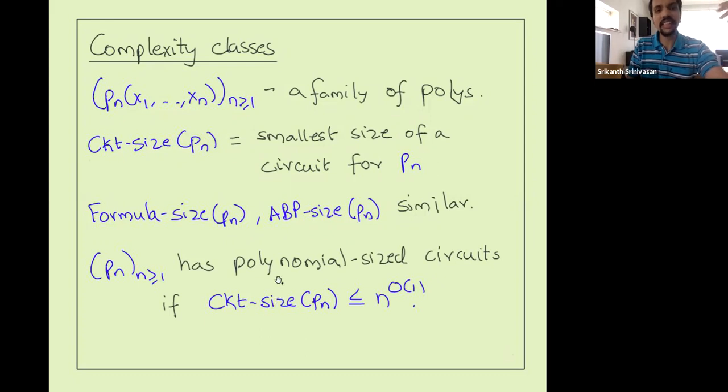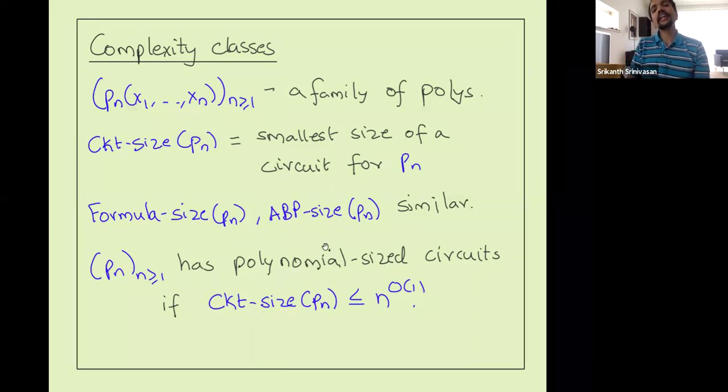Okay, and similarly, I can say that the formula size of Pn is upper bounded by a polynomial in n, so it has polynomial size formulas, or it has polynomial sized ABPs, and so on. Okay. And so you can see that the notation here is a little bit messy. I have my computational problem defined by polynomials, and then I'm talking about polynomial size. So sometimes I might just say efficient circuits. And when I say efficient circuits, you should take it to mean polynomial sized. Okay. So efficient circuits, efficient formulas, efficient ABPs, etc., all refer for now to polynomial sized.